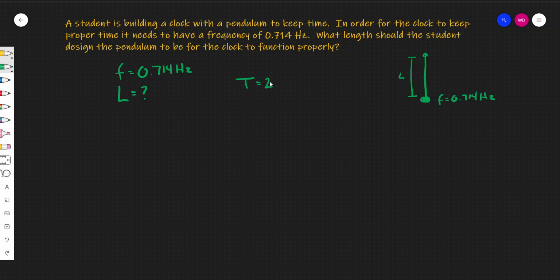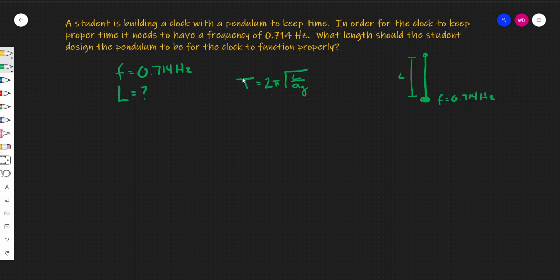The period of a pendulum is equal to 2 pi times the square root of the length of the pendulum divided by the acceleration due to gravity where the pendulum is. So whatever planet it's on, we're going to assume that this student is on Earth because we haven't been told otherwise.